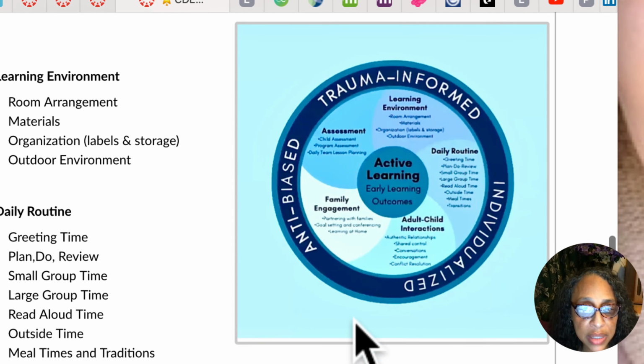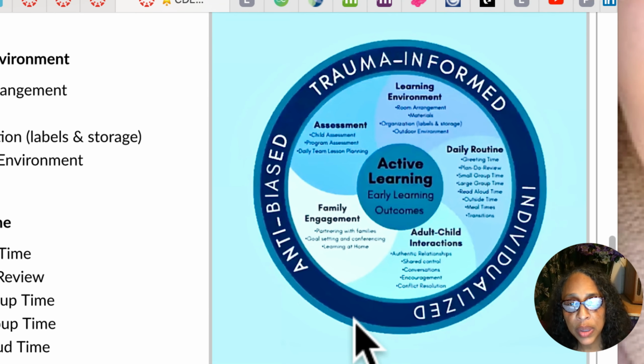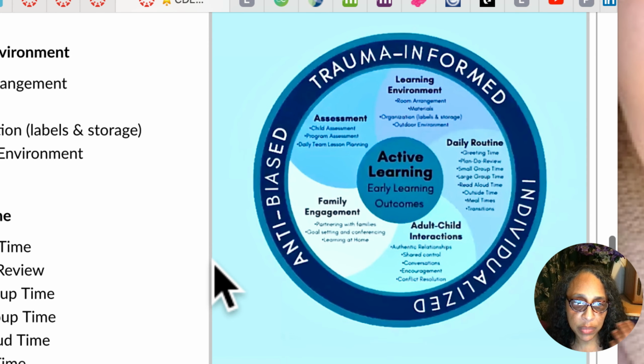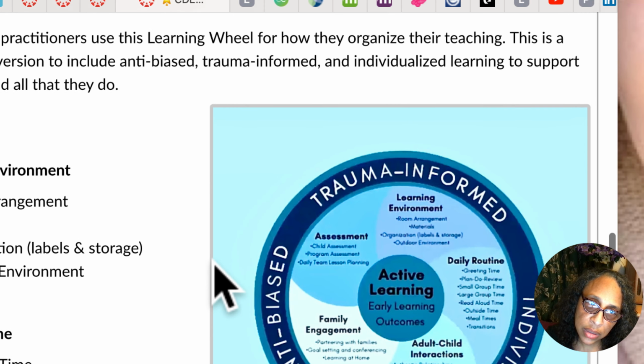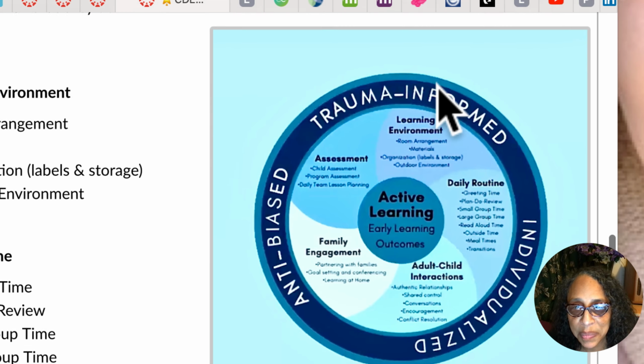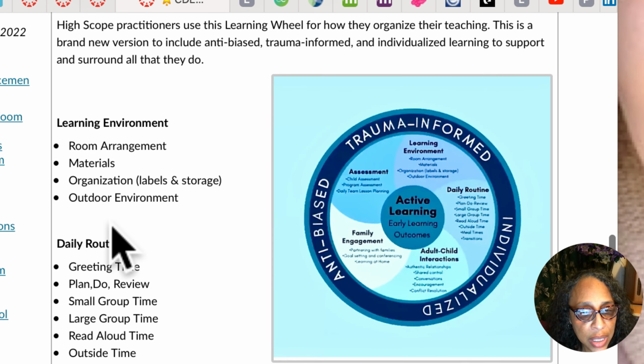High Scope is in the book. So this is not in the book. This is a new learning wheel for High Scope. And the new part is this anti-bias ring that they added around it. And so they're moving from developmentally appropriate to developmentally informed, trauma-informed, anti-bias, individualized learning to surround everything they do. So that is not in the book.